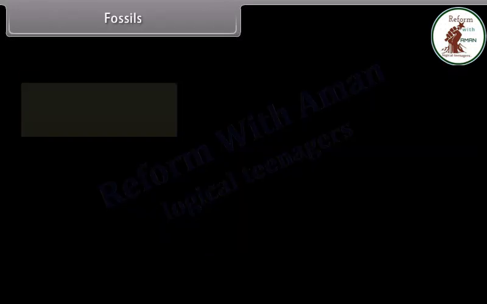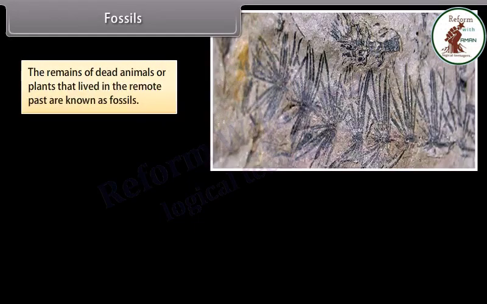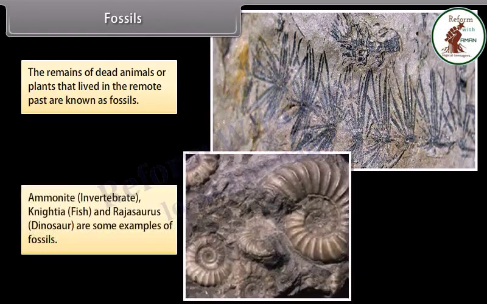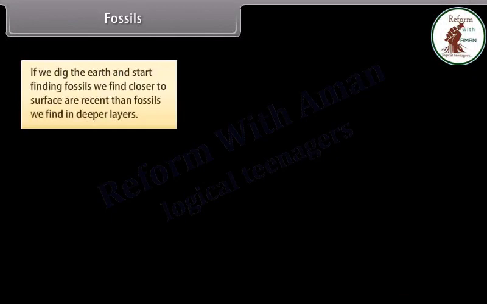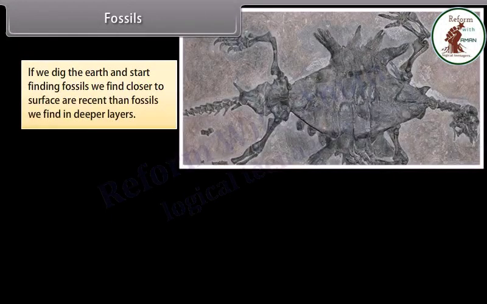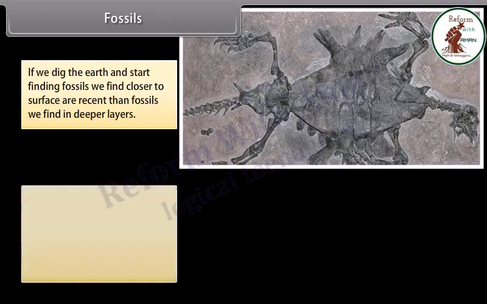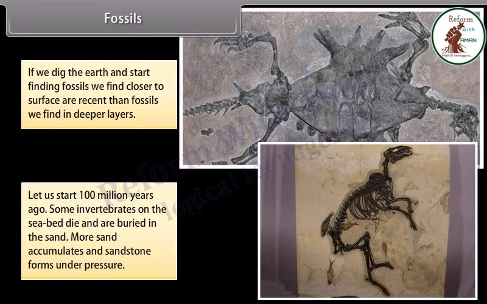Fossils. The remains of dead animals or plants that lived in the remote past are known as fossils. Ammonite, an invertebrate, Nicaea, a fish, and Rajasaurus, a dinosaur, are some examples of fossils. If we dig the earth and start finding fossils, the ones closer to the surface are more recent than the fossils we find in deeper layers. Let us start 100 million years ago.